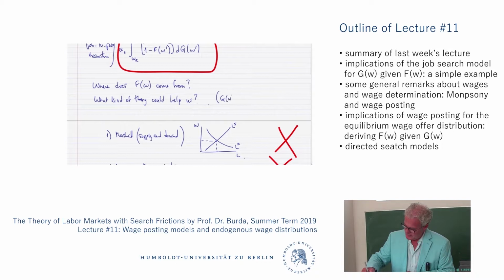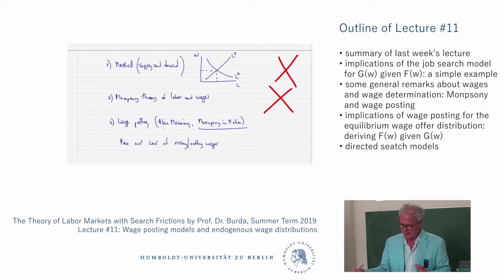G to F. We already went from F to G. So again, there are many different theories you could cook up, and some people have, with frictions that could give us some sort of wage distribution. There are lots of clever ways you can do this, but this is the benchmark way to do it.